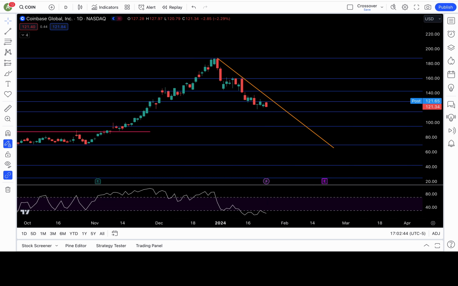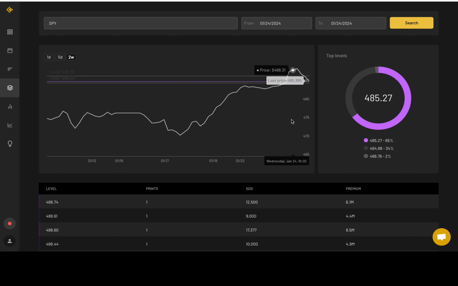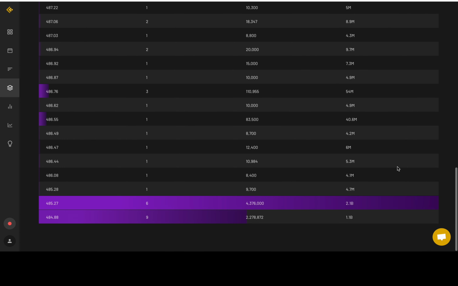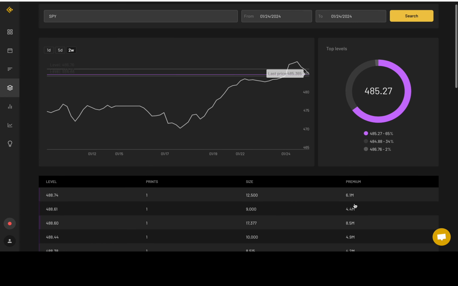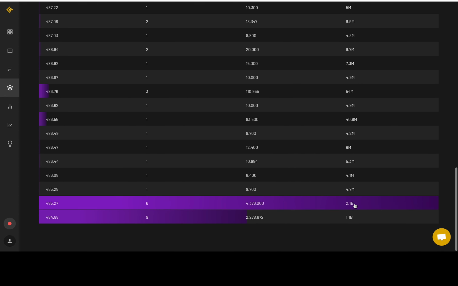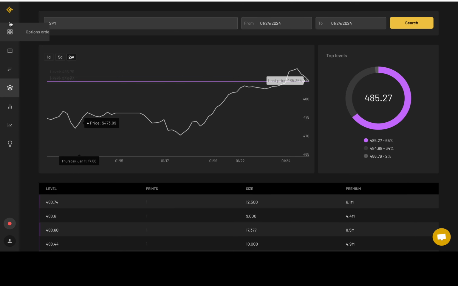Okay, guys. So that's what I have for you guys as far as the charting goes. Here's the dark pool level. 65% of activity came at 485.27. Premium was 2.1 billion. Holy moly. All right, add that level to your chart.